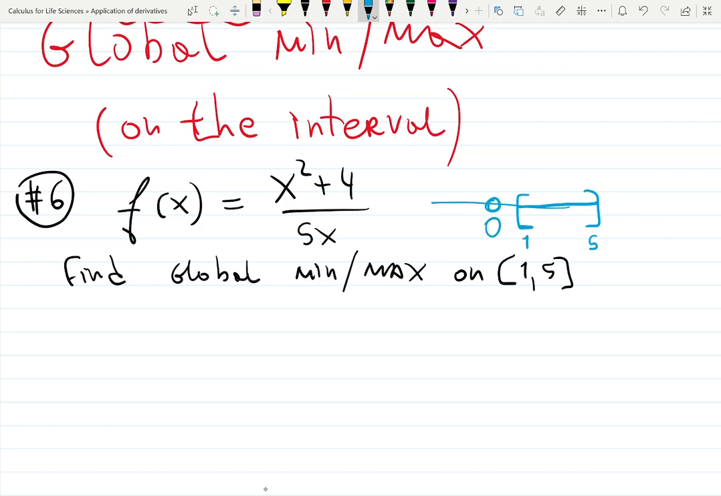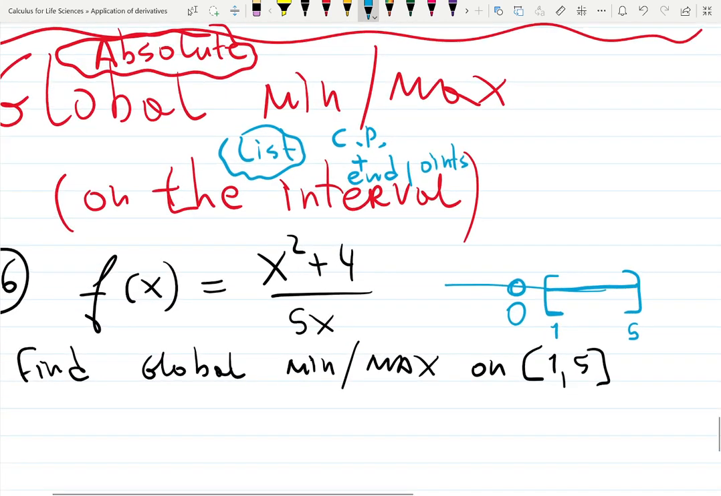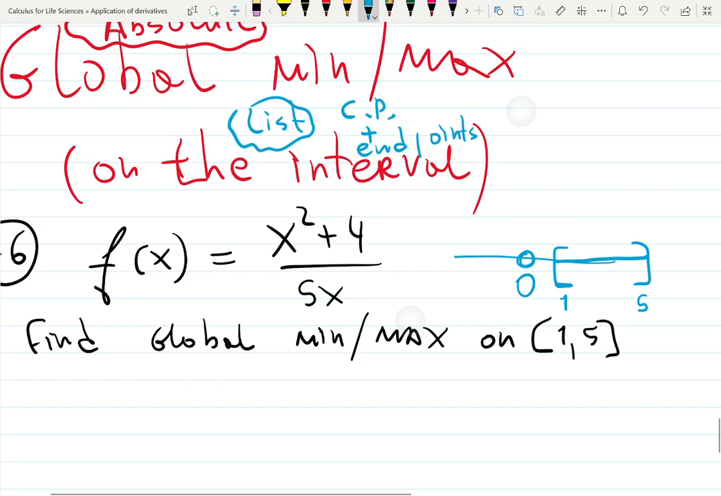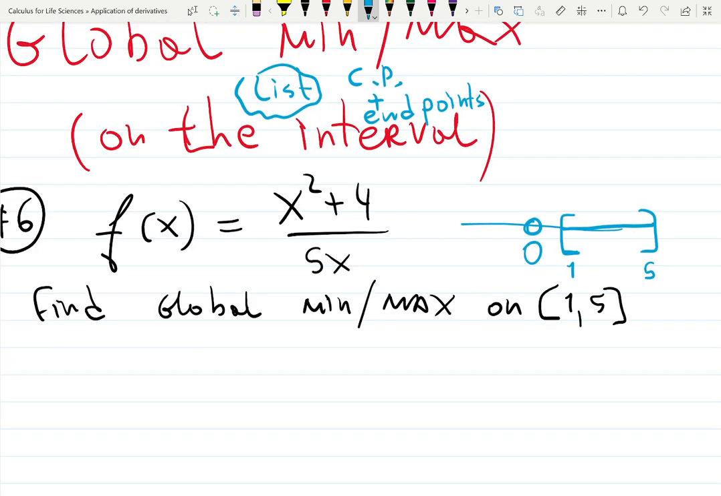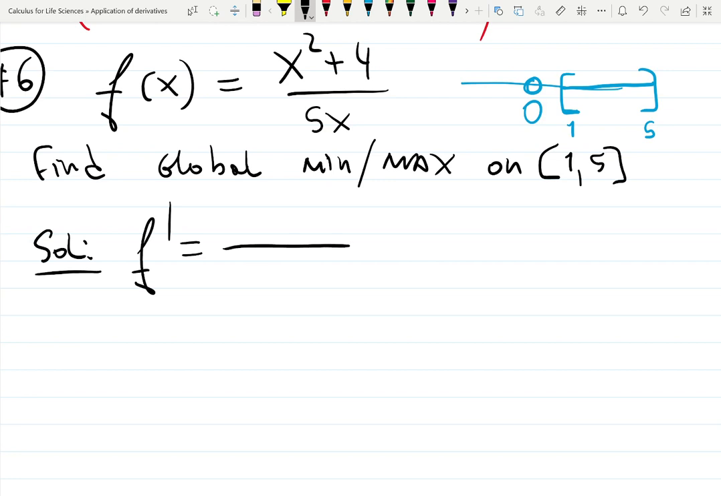This is where we're going to make a list, remember? Global min max on the interval is where we're creating a list of all critical points and endpoints. Critical points and endpoints. Solution, you always start with the same thing. You find the derivative. In this case, it's quotient rule.